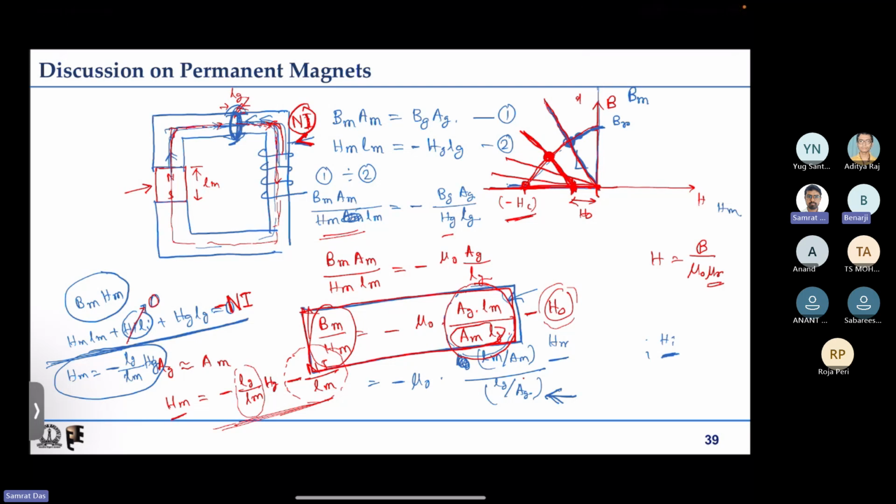Thank you, sir. Thank you for the clarification. And another thing, you have said that we place the permanent magnet in ferromagnetic material in applications. Why? What is the need, sir?